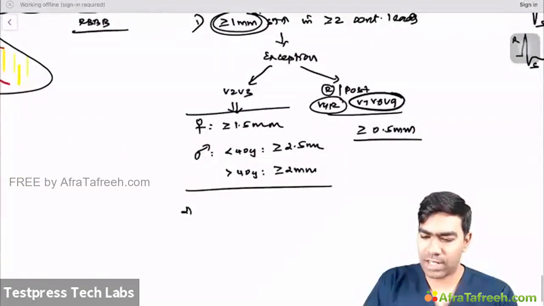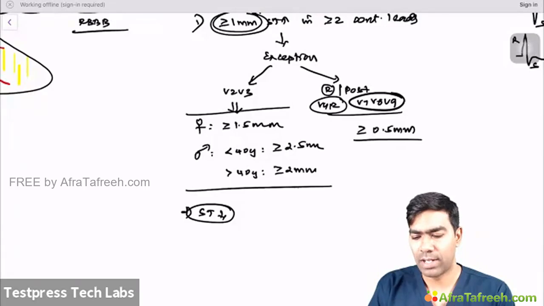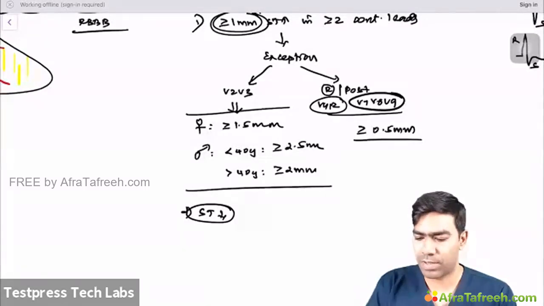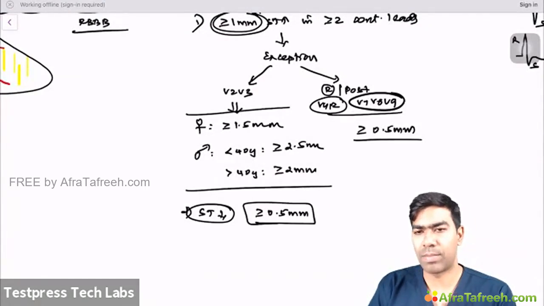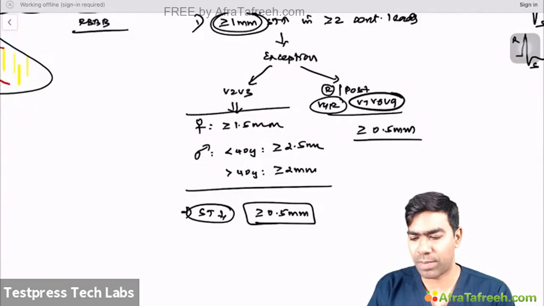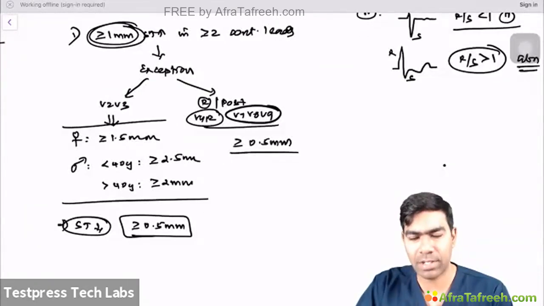Then we have ST depression, significant ST depression. I'll show all the images, don't worry about that. When you call it a significant ST depression, it is especially when it is more than 0.5 millimeter. In any lead, if it's more than 0.5 millimeter, it will be called an ST depression. And the biggest question is, where will you measure the ST depression, and where will you measure the ST elevation?